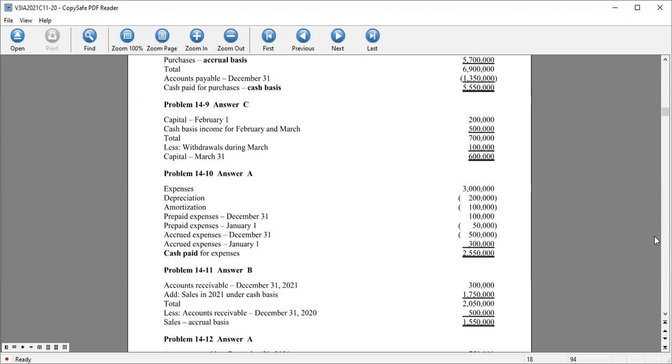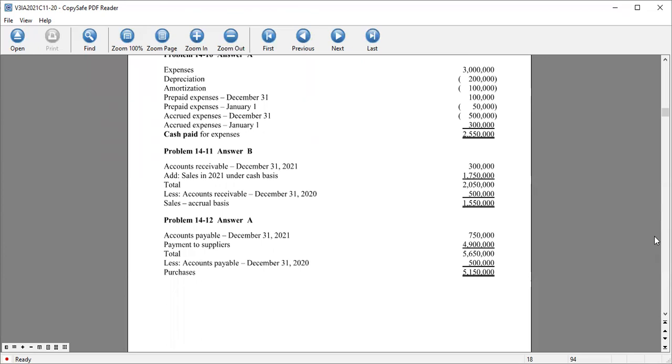So we now begin with accounts receivable and add sales of 2021 under cash basis. From the total, we deduct accounts receivable on December 31, 2020, meaning at the beginning of the period, in the amount of 500,000. Now, these amounts are given in the problem. So we now get the total and the difference is sales under the accrual basis. So it's letter B for 14-11. Then for 14-12, we have now the requirement.